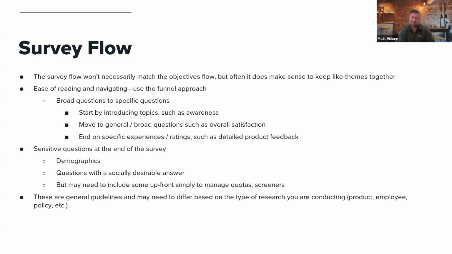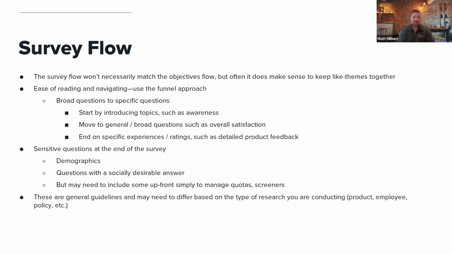So we think in terms of this funnel approach where you start really broad. So you might introduce certain topics. You might ask about awareness of a company, awareness of a product, awareness of the topic you're about to discuss. Then you get up to the more general questions like, well, what's your overall satisfaction? How likely are you to recommend our company? Really, really broad questions. Then we get into more specific things like experiences that they've had, really detailed product feedback.